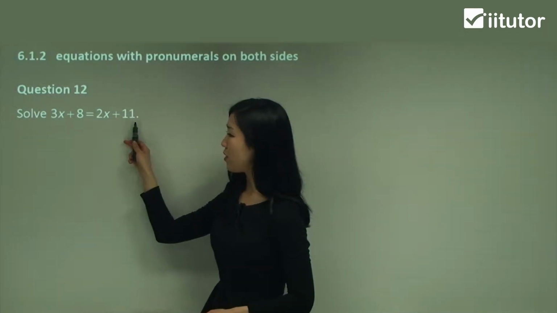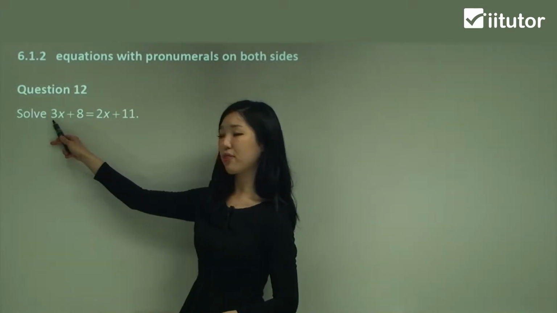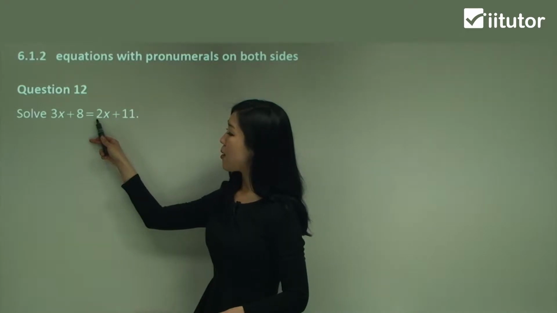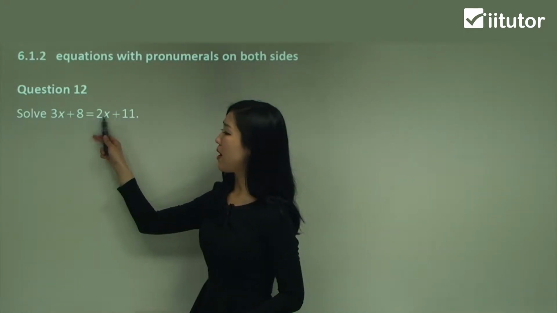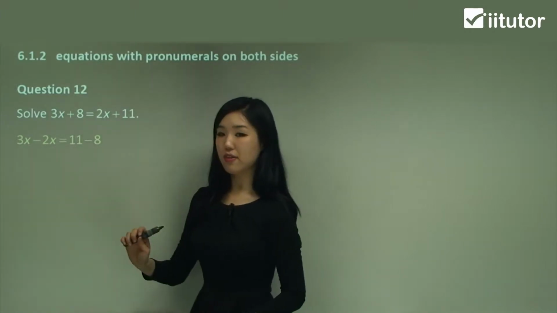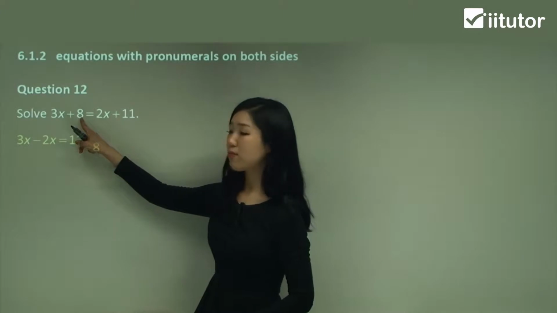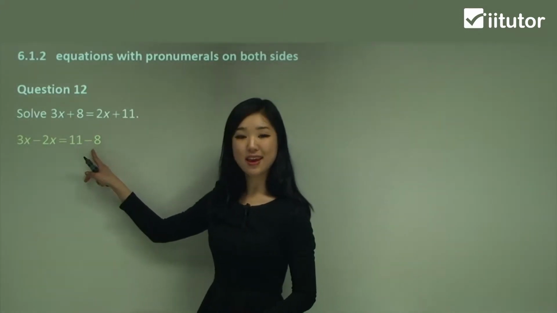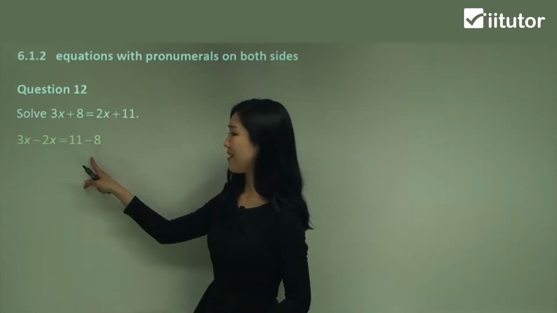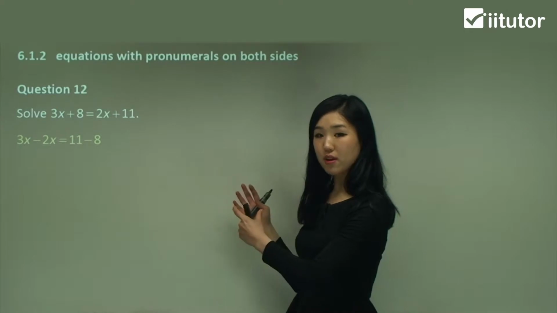So what I'm going to do is move my 2x onto this side to gather it up with my 3x. So see how it's positive 2x? If there's nothing in the front, it's just positive. So positive 2x, I'm going to move it over to the other side and make it negative 2x. And then see how we have positive 8 here? I'm going to move this over to the other side by making it negative 8. So we have 11 minus 8 on this side. Okay, so gathering up your x's, gathering up your numbers.